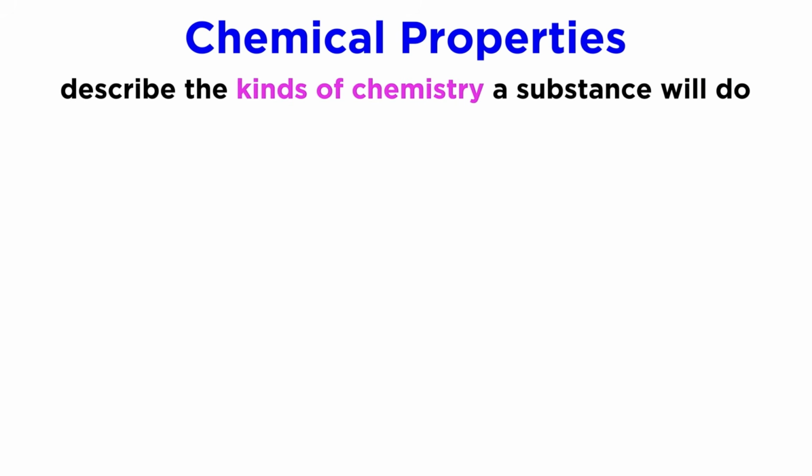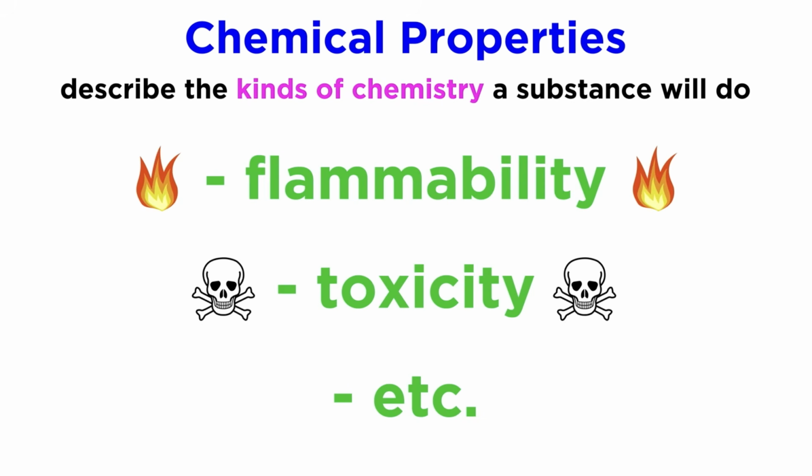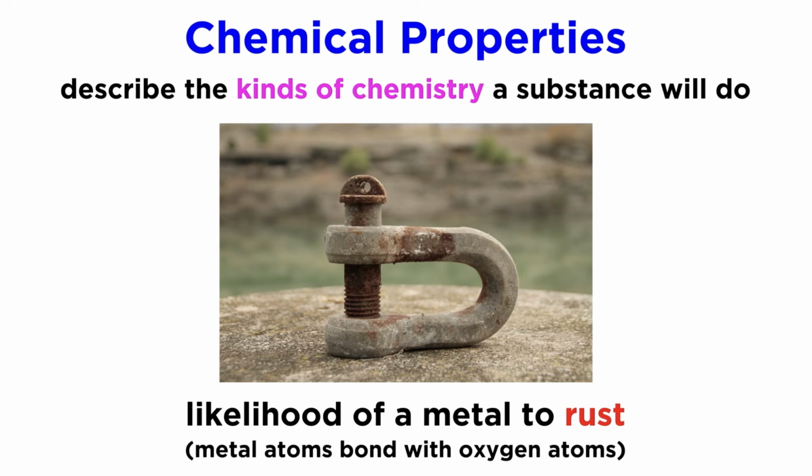Chemical properties are essentially just describing the kinds of chemistry a substance will do. We may be familiar with some of the words that describe chemical properties. These include flammability, toxicity, and many others. These words describe the kinds of chemistry a substance will or won't do. For example, we could examine the likelihood of a particular metal to rust.